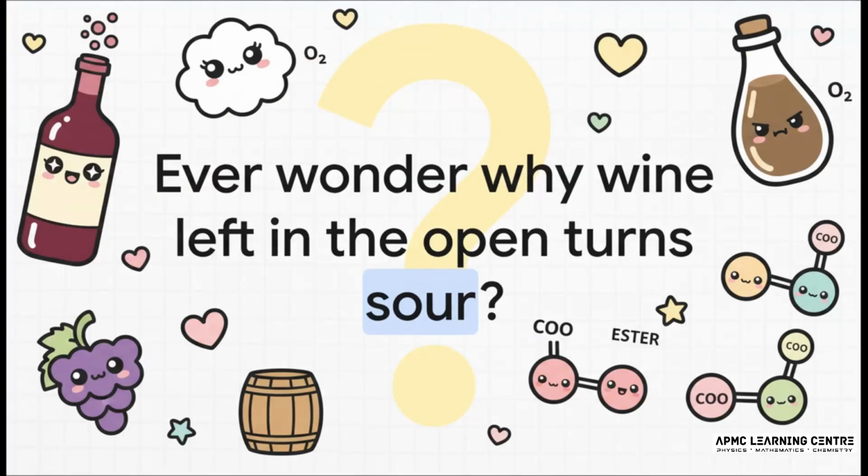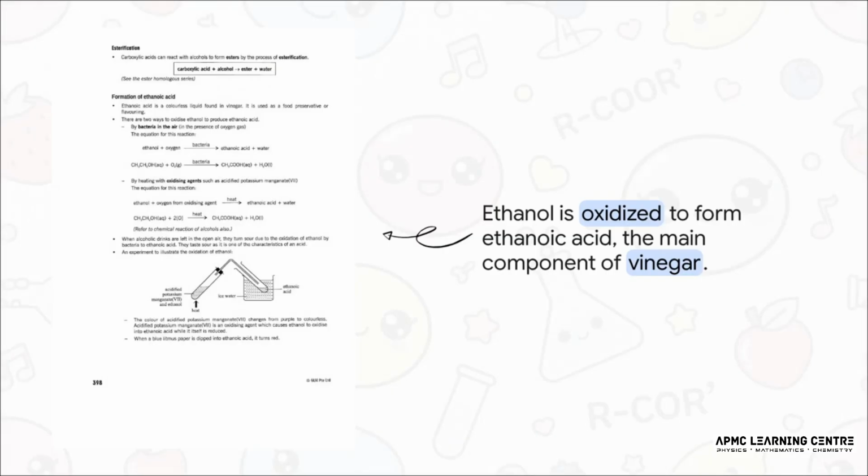And here's a little real-world chemistry puzzle for you. Have you ever left a bottle of wine open for a couple of days and then taken a sip? It tastes sour, right? Almost like vinegar. Ever wonder why? Well, the answer is oxidation. Yeah, that sour taste is literally ethanoic acid, which is the main chemical in vinegar. What happens is the ethanol, that's the alcohol in the wine, reacts with oxygen from the air. Bacteria often help this along, and boom, the ethanol oxidizes and turns into ethanoic acid.